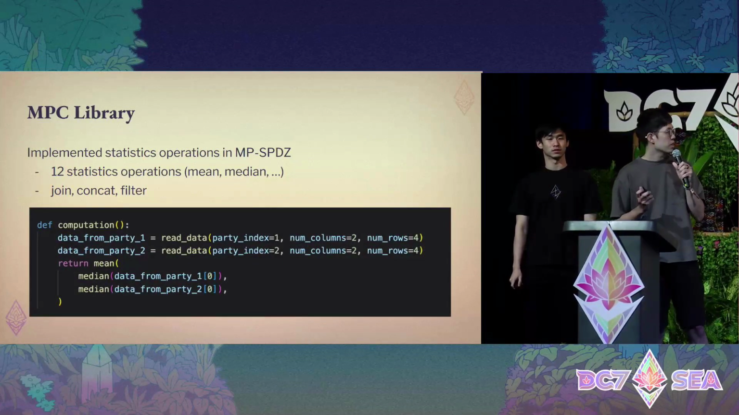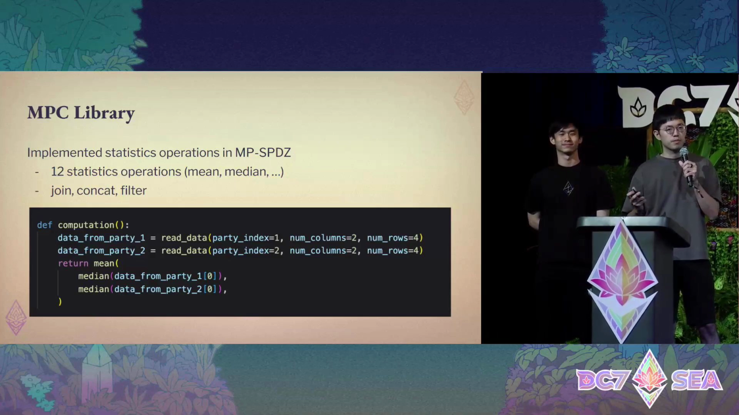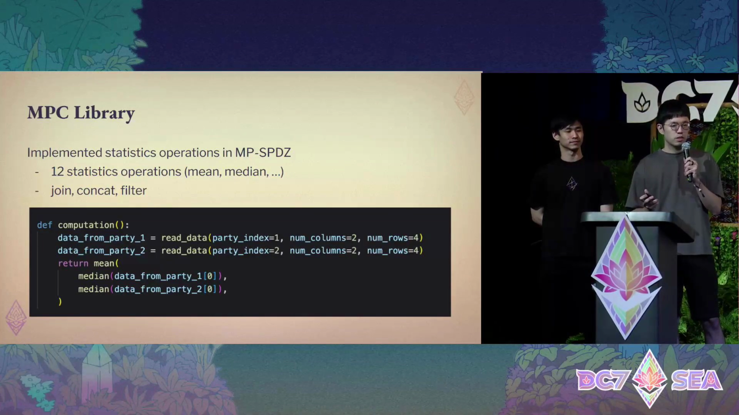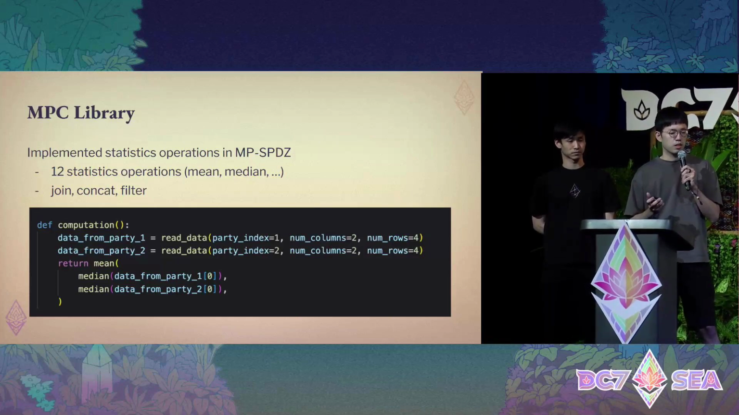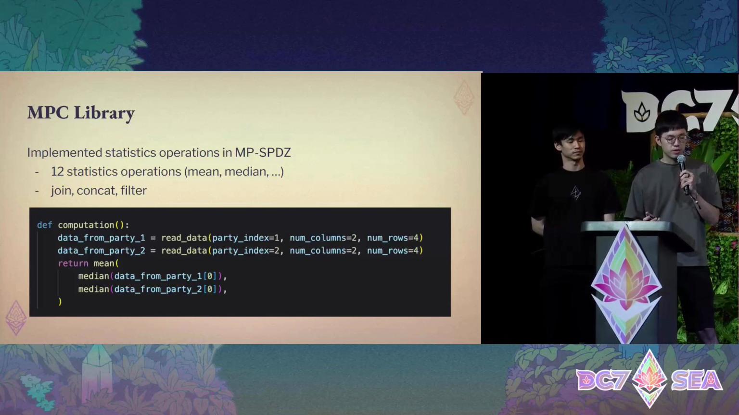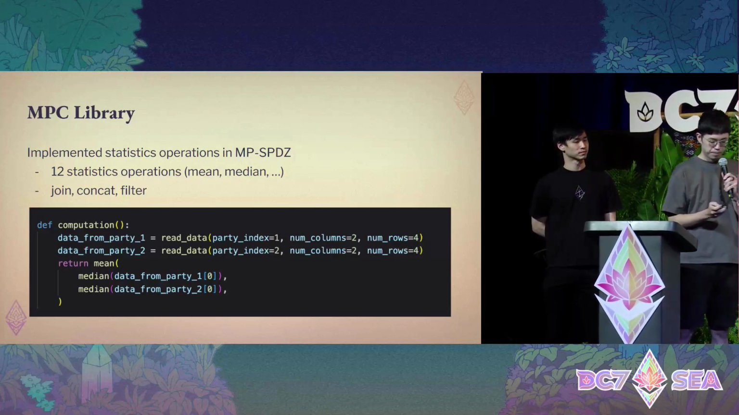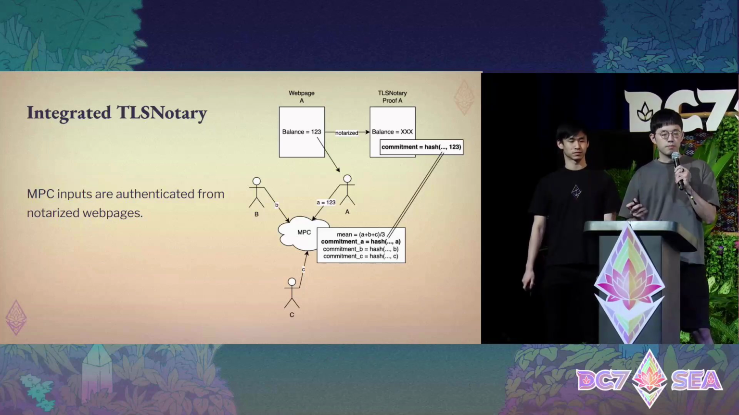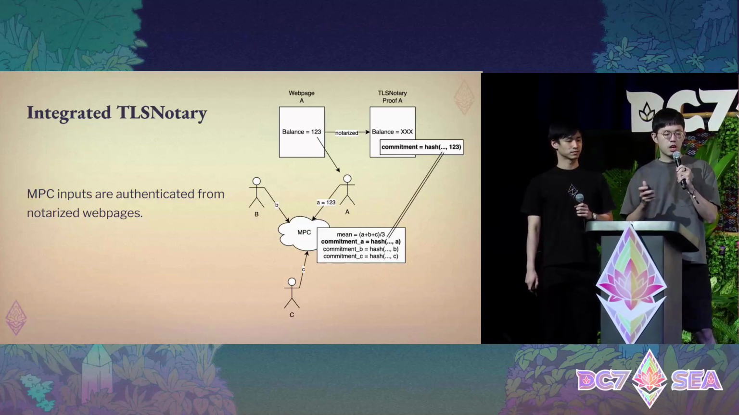We've implemented common statistical operations using MPSpeed, which is a well-known MPC framework. We've supported 12 statistical operations and also some common table join and array concatenation and filtering. So users can define computation like this. And we also integrated TLS notary so that the inputs to MPC are authenticated from some well-known websites so that we can prevent garbage in, garbage out situation.